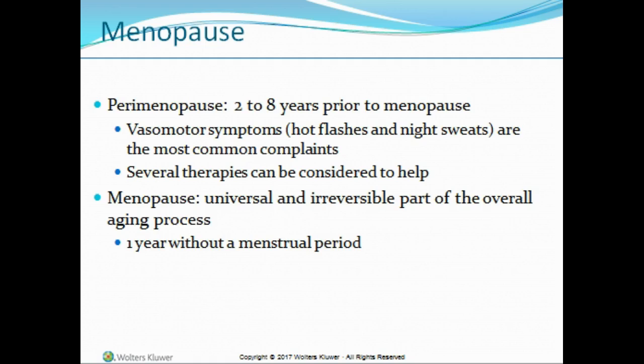Menopause. We're going to talk just a little bit about menopause because it's going to pop up in another chapter. Some of the definitions. Perimenopause is the 2 to 8 years prior to menopause. A lot of women have vasomotor symptoms such as hot flashes and night sweats. There are several therapies that can be considered to help. You can do your pharmacologic and your non-pharmacological therapies. Menopause is the universal and irreversible part of the overall aging process. With a year without a menstrual period, a woman is considered to be menopausal.